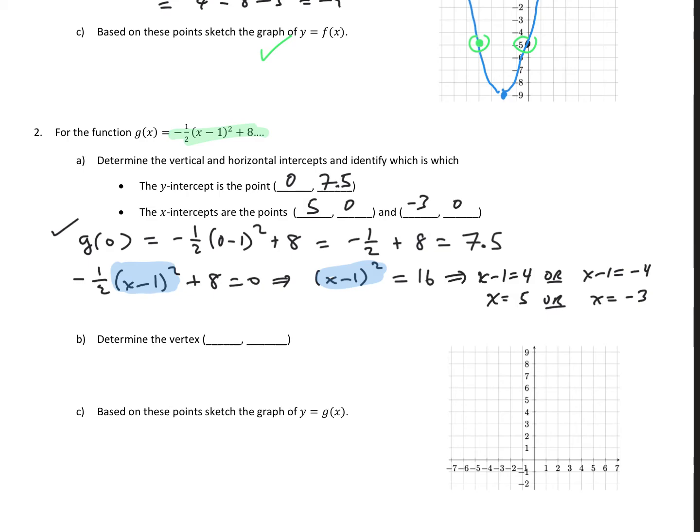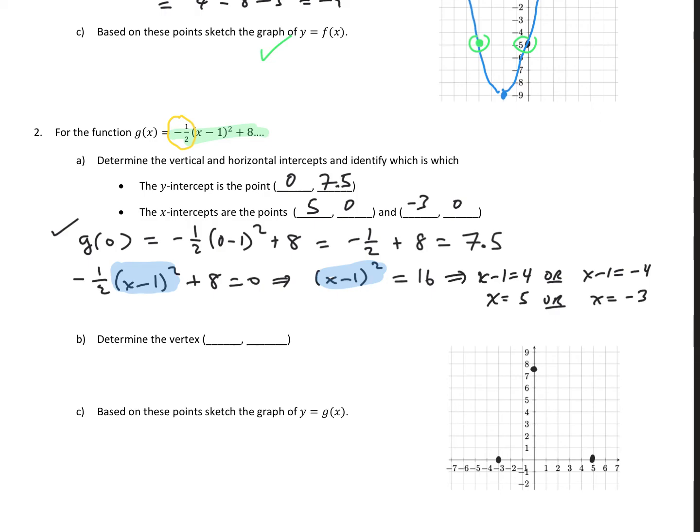So again, I'll take a second to draw these. So there's (0, 7.5), (5, 0), and (−3, 0). We're starting to get the idea that maybe this parabola goes down. If you remember what we said in class, that is indicated here by the fact that there's a −1/2 out in front. A negative number in front of the x squared term is always going to make your parabola open downwards, what we call concave down.